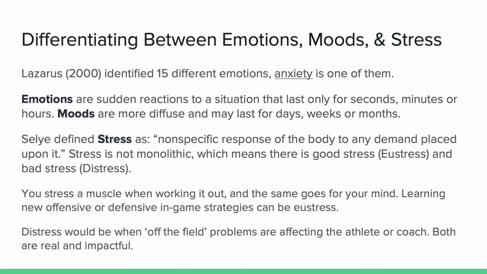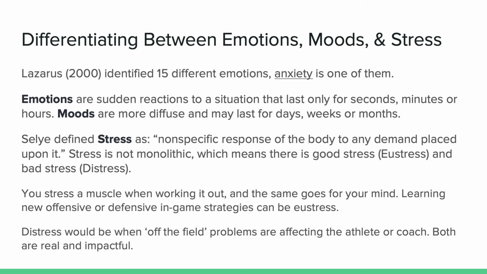Right? So stress is that non-specific response of the body. Again, we're back to the body and the mind dichotomy. So a non-specific response of the body to any demand placed upon it. So that means stress is not just this monolithic one thing. There's actually good stress, what we call eustress. And then there's bad stress, distress. So when people talk about stress, most of the time they're talking about distress. But an example of good stress is when you're working out, right? You want to stress that muscle. That's eustress. Sometimes, a little bit of structure, such as a deadline to write a paper or a deadline to complete a project for work or something like that, that could be eustress, okay?